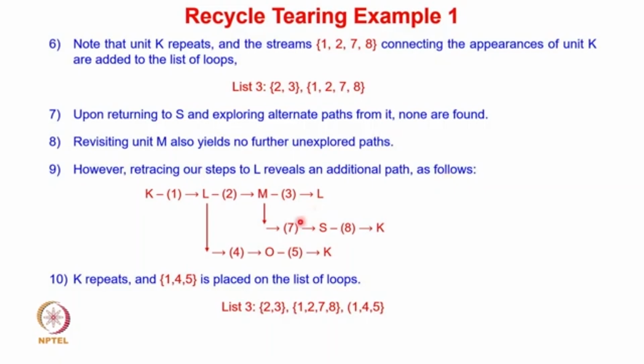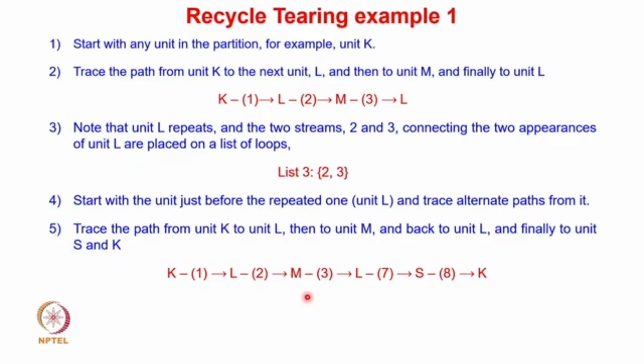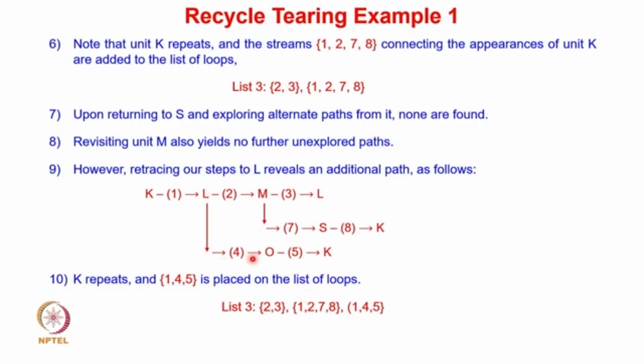So we can see these two paths we have already found out. Remember, from L, M, L, this is one loop. Then from M there is a 7, 8, and then K, isn't it? And from L there is also an alternate route. You can see from L, I can go to O, and from O I can come back to K, isn't it? So this is what is represented here. So L to O and O to K, and the stream names represented here are 4 and 5. So in this case one more loop comes into the picture, and that will become 1 4 5, 1 4 5. That is what the third loop is.